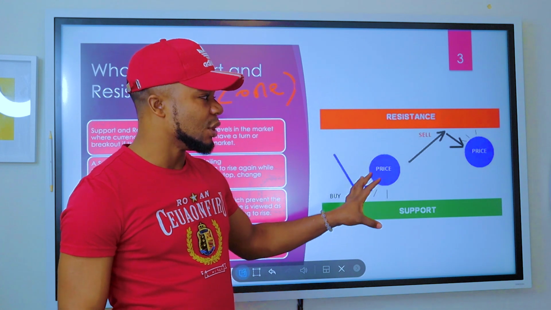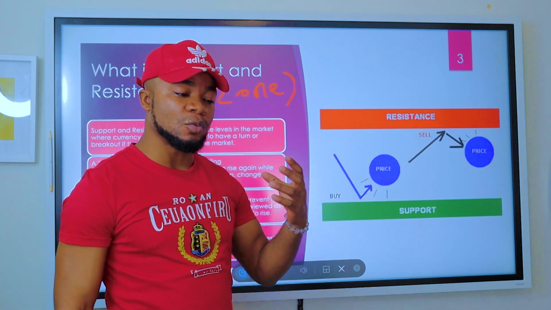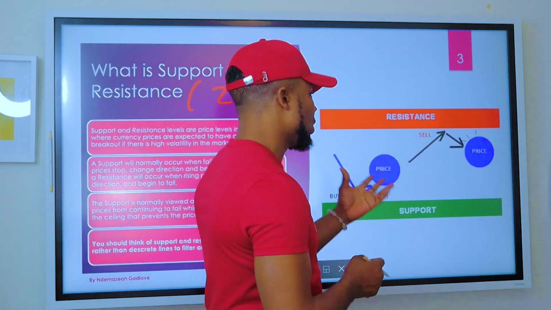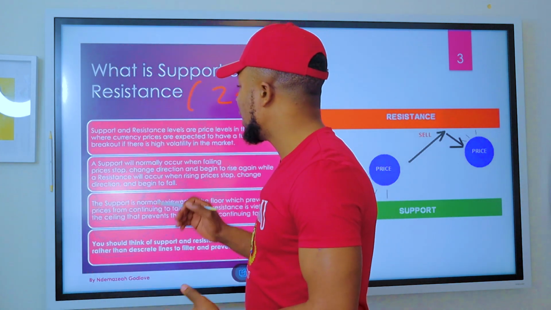You won't see something typical like this in forex. In forex trading, you need to have the experience to be able to extrapolate accurate support and resistance levels. So this is just something very basic. All right, so let's see what we have here.